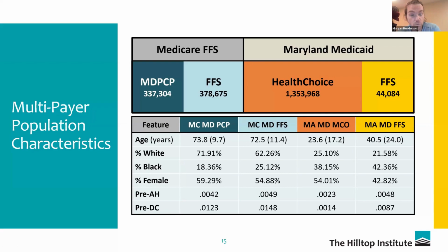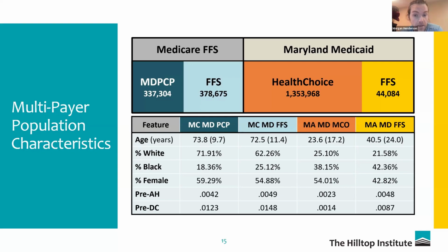And then we have a very large population for Maryland Medicaid. It's about 1.4 million. This is the HealthChoice Program, which is large. And we also do Medicaid fee for service, which is pretty small, about 50,000. So we wanted to include a few very high level summary stats about these populations that receive risk scores.